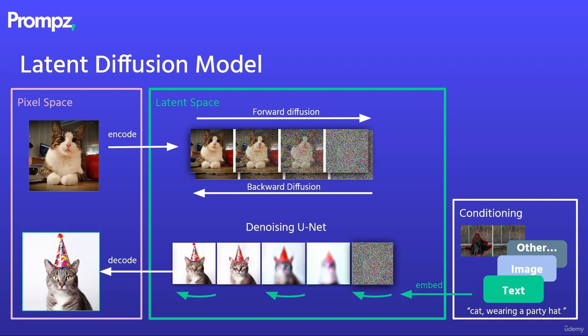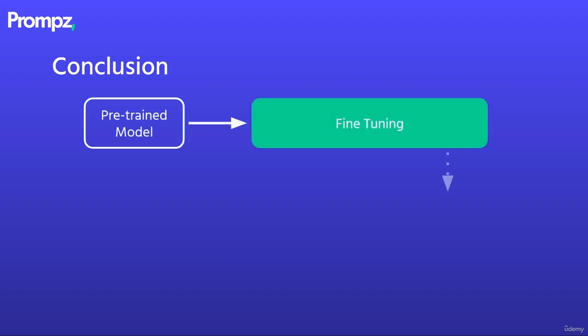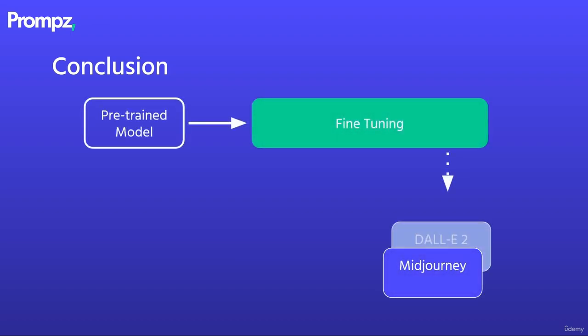It's important to mention that these new ideas didn't just emerge overnight. They evolved over time, building on past ideas from fields such as computer vision, language processing, and even medicine. In conclusion, we can assume that Midjourney and other AI image generators made some fine-tunings to a pre-trained model, which is very likely the latent diffusion model.